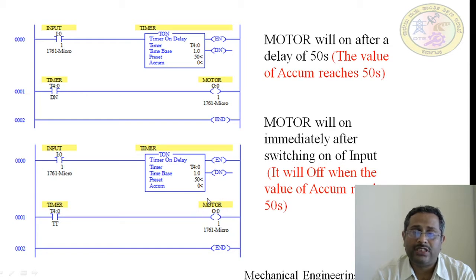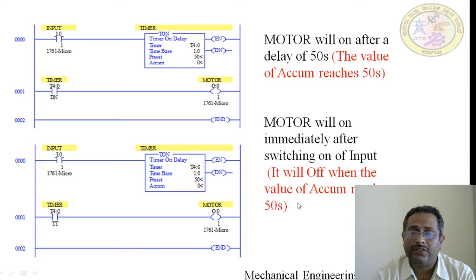See here, if you use the done bit, the motor will turn on after a delay of 50 seconds, when the accumulated value reaches 50 seconds. If you use the TT bit in the same program, the motor will be on immediately, up to 50 seconds.